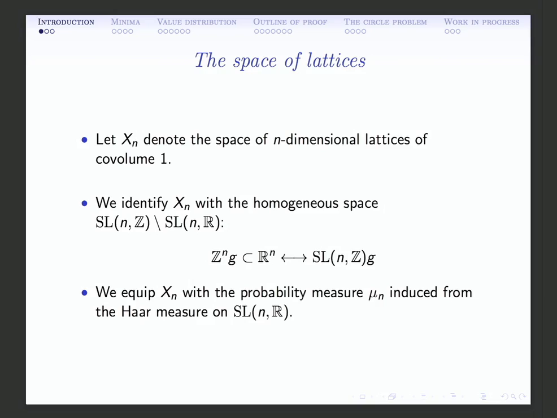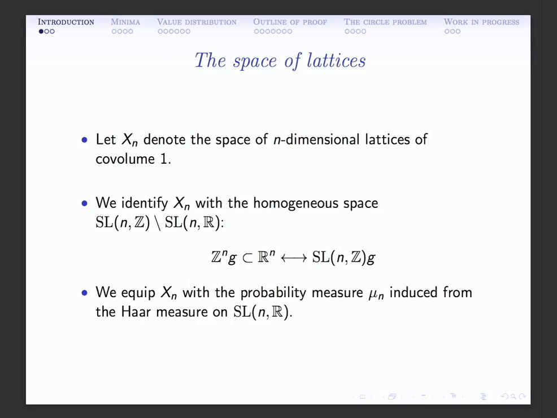And the upshot of this is that you can use the structure that's present on the homogeneous space, and for this talk, it will be important that you have a natural measure on this homogeneous space coming from Haar measure on SL_n(R), so that we have in some sense a canonical probability measure that I denote mu_n, and that will be used a lot in this talk. So X_n equipped with mu_n is a probability space, and if I say something like a random lattice, I mean that I pick a lattice in X_n at random with respect to this measure mu_n.